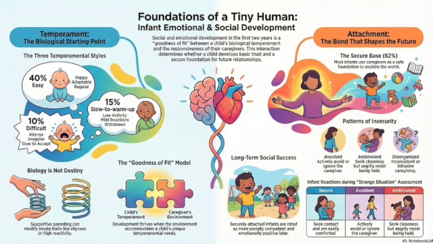They do. The researchers Thomas and Chess famously identified 3 distinct temperamental types. Right, so first you have easy children. That's about 40% of the sample. These are the babies who are cheerful, adaptable, and quickly establish regular routines for sleeping and eating. Then you have difficult children, about 10%.